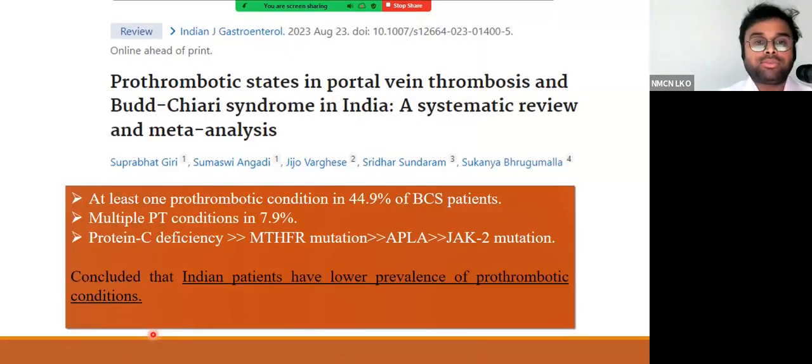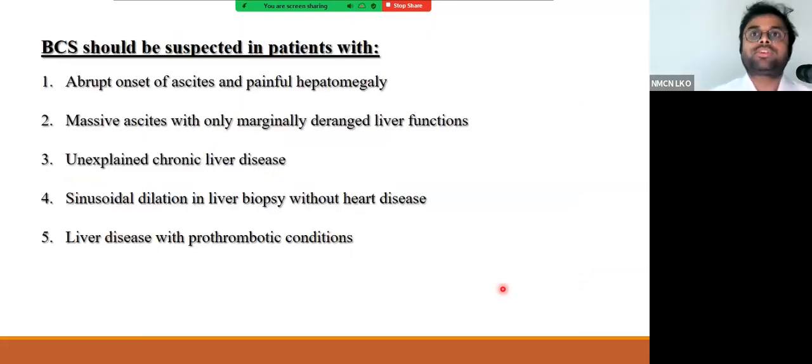Whereas a systematic review and meta-analysis in India showed one prothrombotic condition in only 44% as compared to 84% in the Western population. Multiple prothrombotic conditions were seen in just 7.9%. Of the various prothrombotic conditions, protein C deficiency was the most common, followed by MTHFR mutation, APLA, and JAK2 mutation. It was concluded that Indian patients have a lower prevalence of prothrombotic conditions as compared to the Western literature. So when should we suspect BCS?